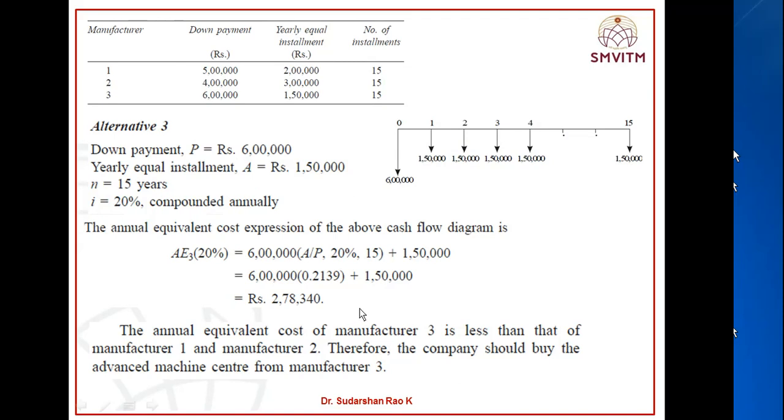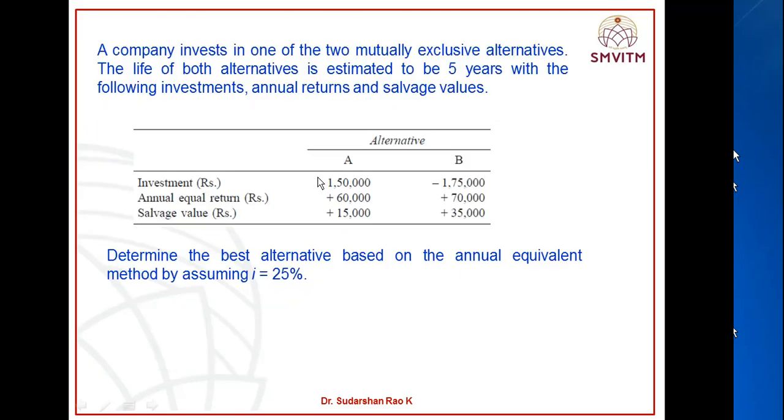So one more problem, we'll discuss the second one. A company invests in one of two mutually exclusive alternatives. The life of both alternatives is estimated to be 5 years, with the following investments, annual returns and salvage value. Those are the cost details given.